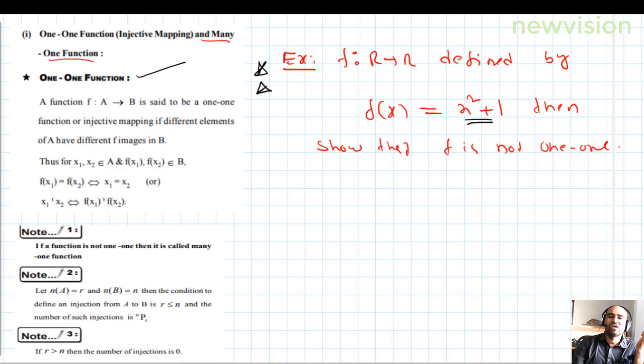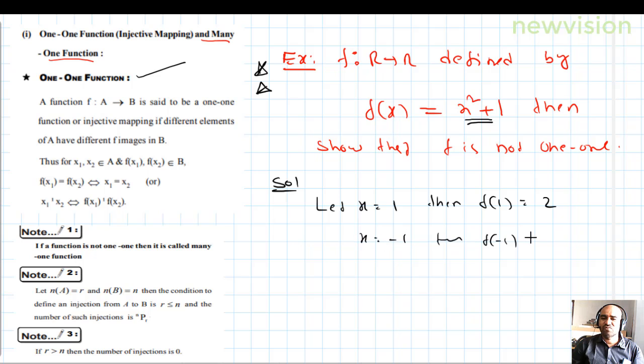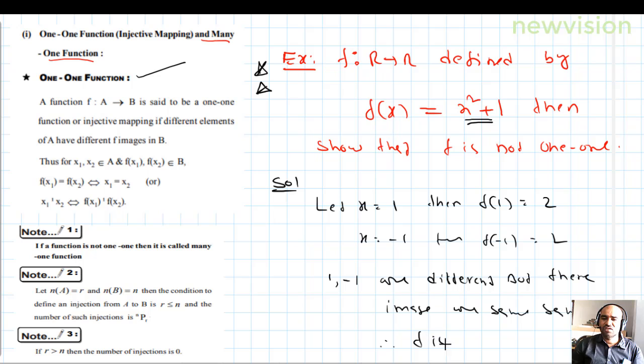Squares are given, so we should take care. I will write: let x equal to 1, then f(1) equal to 2. If x equal to minus 1, then f(-1) equal to 2. What happened? 1 and minus 1 are different, but their images are the same. Therefore, f is not 1-1. Not 1-1 means it may be any other function, or simply I can say many to one function. Very, very important definition.